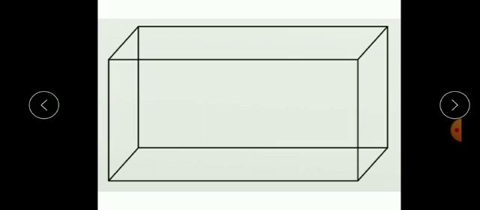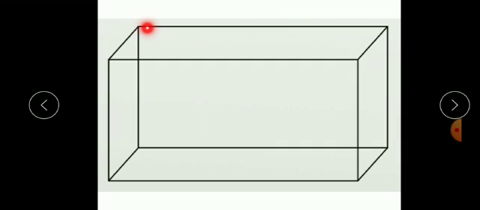Next, let's see how many corners are there. What is meant by corner? A corner is a place where two sides or edges meet. See, this is the first side and this is the second side. These two sides meet at this point. So this point is called a corner.